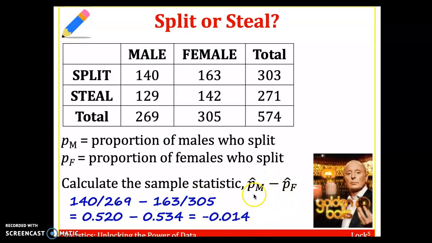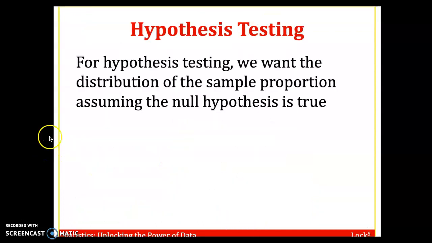And again, you have the option here. I could have switched those up and made this a positive number, or kept it as is. So this negative means that females have a slightly higher, 4% higher proportion of splitting than males. But that's pretty close. There's not too big of a difference there. So for hypothesis testing, we want the distribution of the sample proportions assuming the null hypothesis is true.